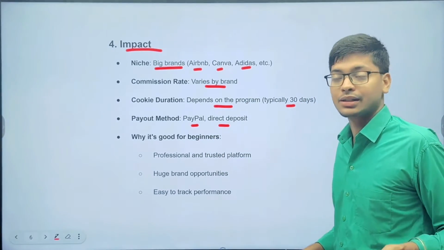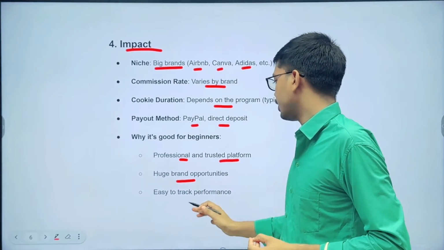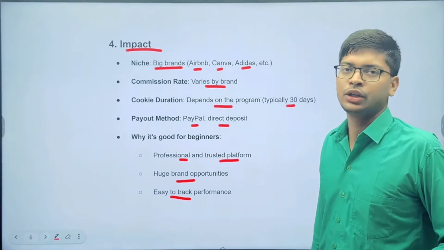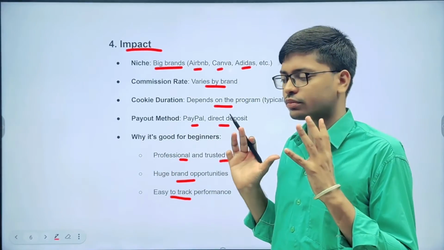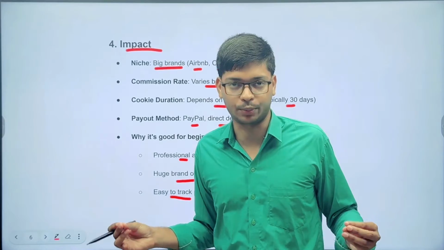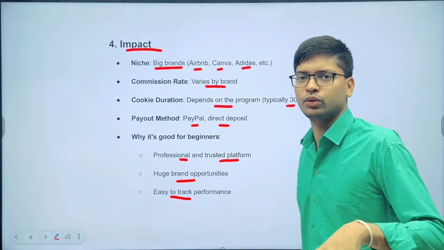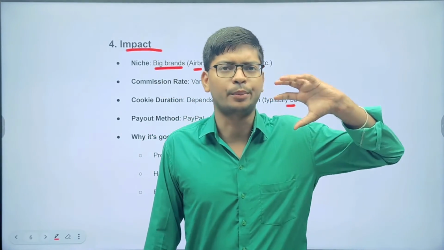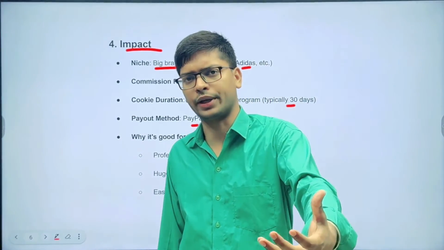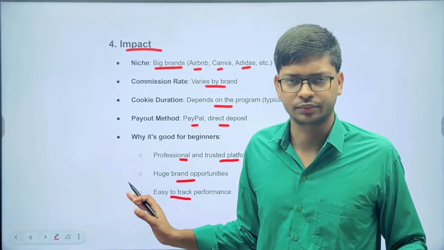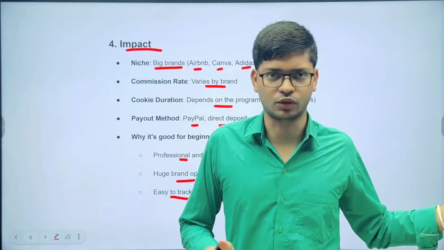Payout method is PayPal or direct deposit. Why is it good for beginners? Here it's a professional and trusted platform with huge brand opportunities and easy performance tracking. I think it's an advanced level platform to start affiliate marketing. There are big brands. If you want to promote big brands, if you have a big audience, and if you have a trusted audience who trust you, then you can easily get in and start. I think you will get more commission here than on other platforms.